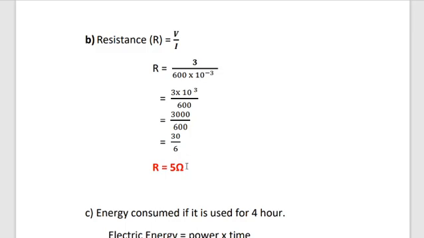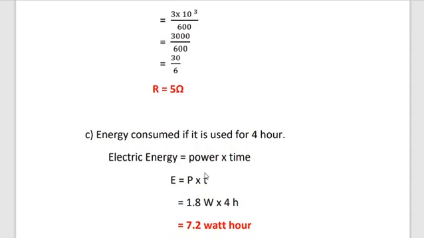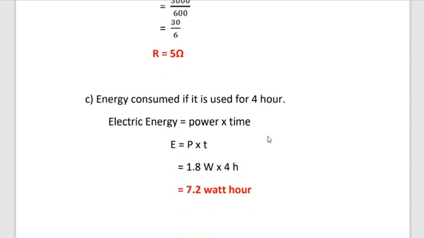30 by 6 means 5 ohms. Ohm is the SI unit for resistance. Then the third question, energy consumed if it is used for 4 hours. So formula, energy equal to power into time.